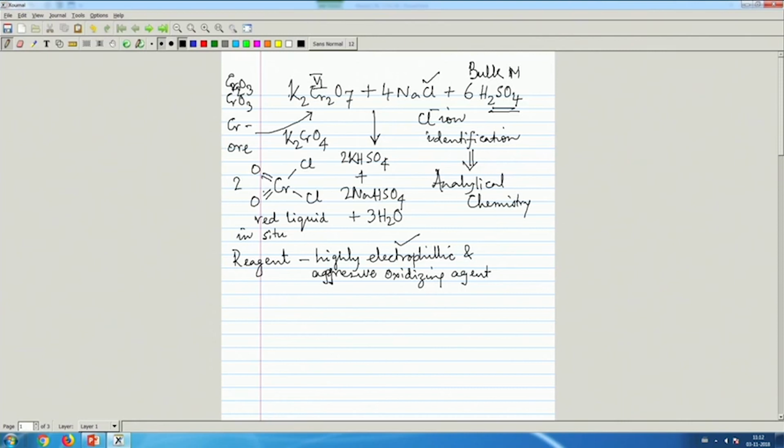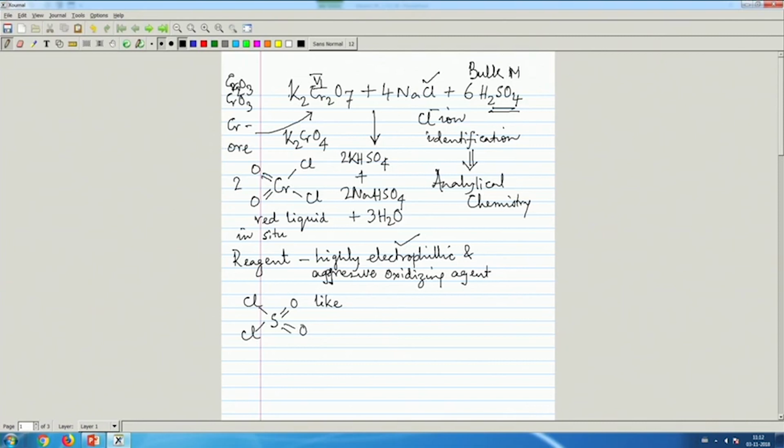So, what we get is the red liquid which is forming in situ, our chromyl chloride, which is very much similar to the corresponding analog sulfuryl chloride, as we all know. Its reactivity pattern, that means its electrophilicity, is that of a typical oxidizing agent. It has some behavior similar to our sulfuryl chloride, and it is a typical test for the identification of the chloride ion.